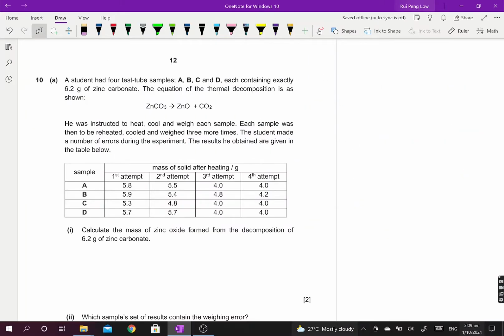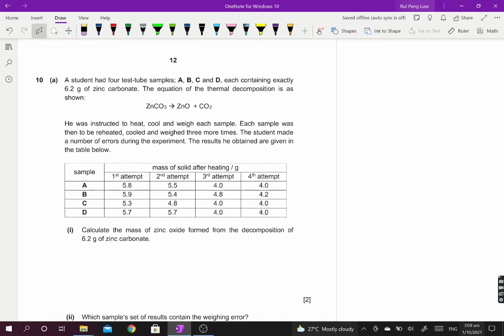Okay, question 10. A student had 3 test tube samples A, B, and C, each containing exactly 6.2 grams of zinc carbonate. The equation of thermal decomposition is as shown. He was instructed to heat and weigh each sample. Each sample was then reheated, cooled, and weighed 3 times more. The student made a number of errors during the experiment. The results he obtained are given in the table below. Okay, quite a mouthful, lengthy question.